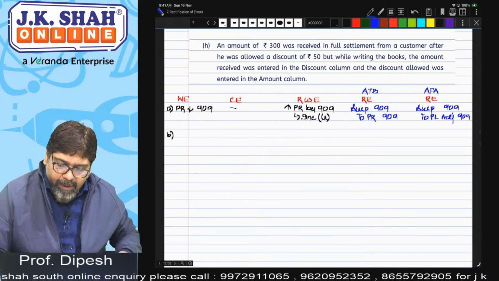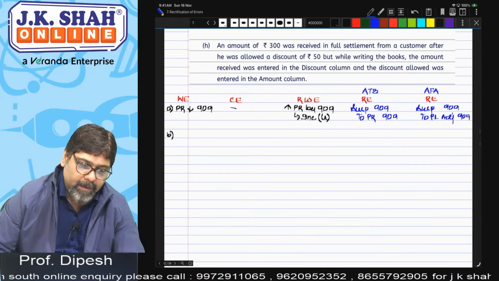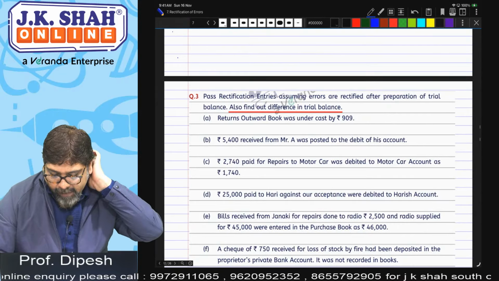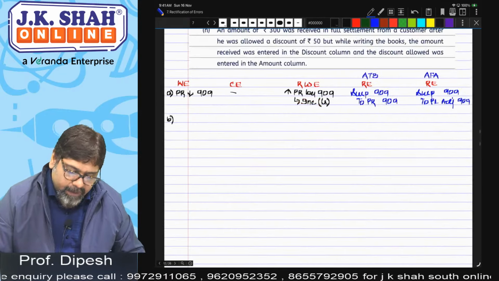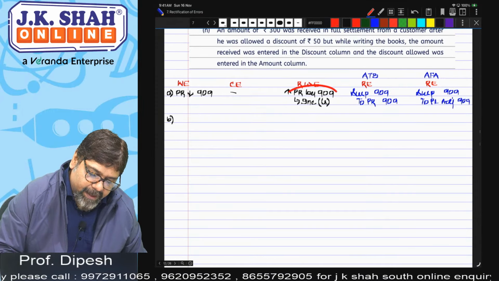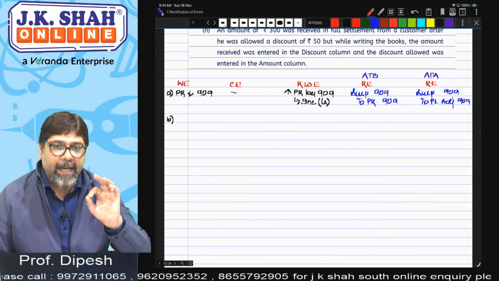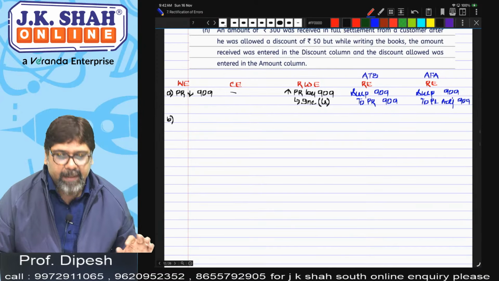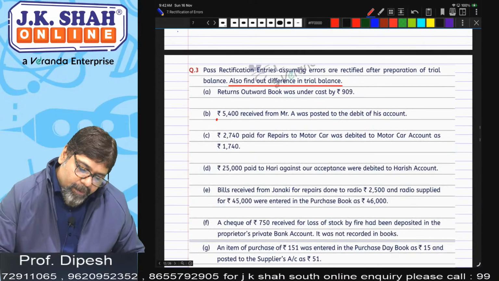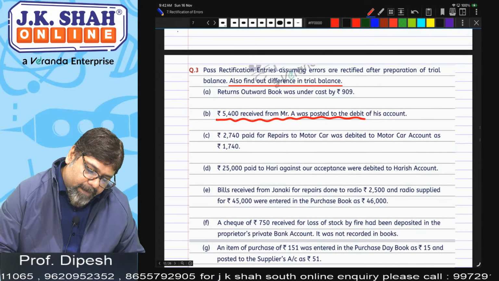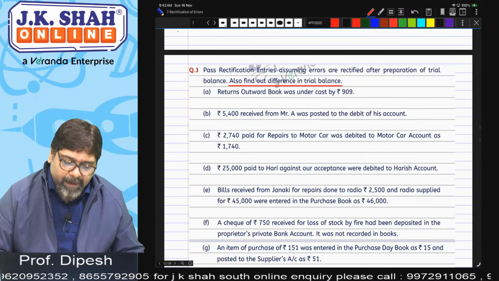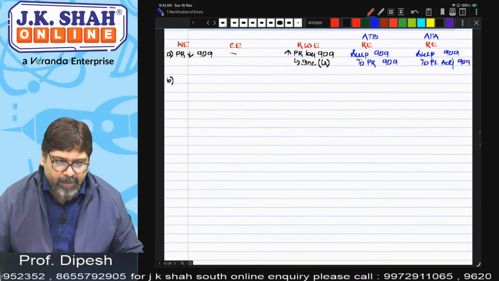B is what? Rupees 5,400 received from A. So if this was before trial balance, this is an incomplete journal entry. Then you will write a sentence. Rupees 5,400 received from A was posted to the debit of his account. That is, A's account. Received 5,400 from A.